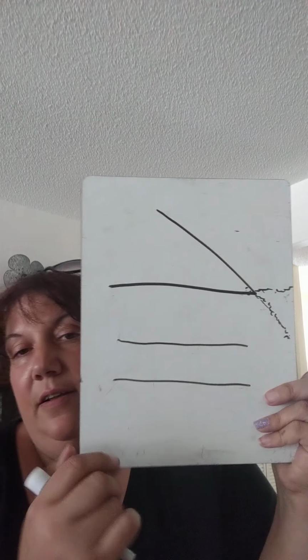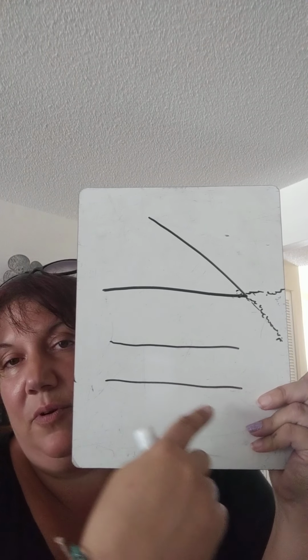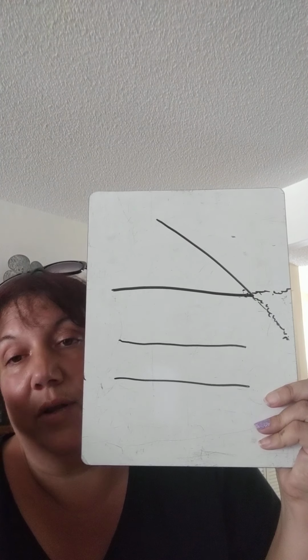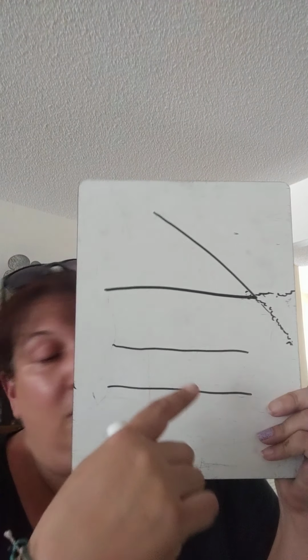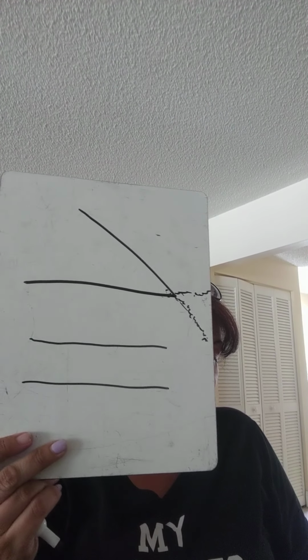Parallel lines are lines that will never touch. This one can keep going around and around, and this one around and around, and it's not going to touch. These are called parallel lines. They're never going to touch. That's important to know. In this lesson, you're going to be talking about parallel lines, perpendicular lines, and intersecting lines. Perpendicular, they need to make a right angle.